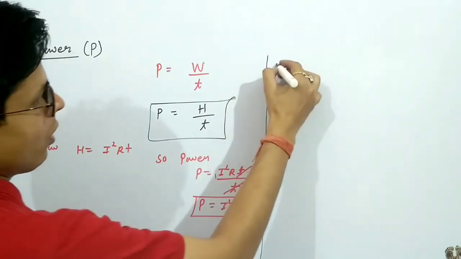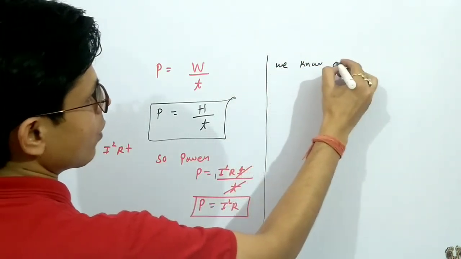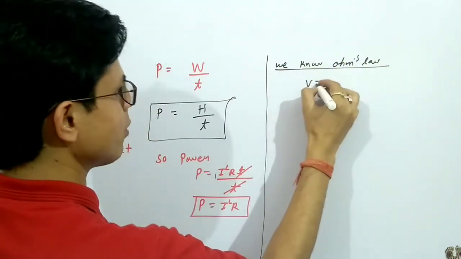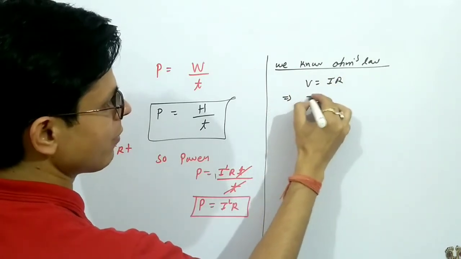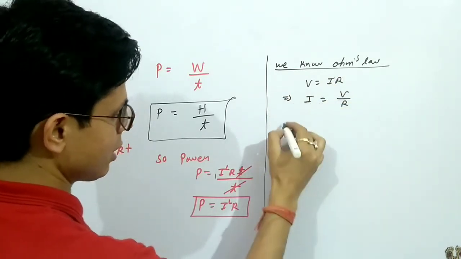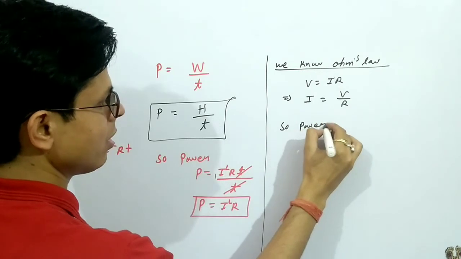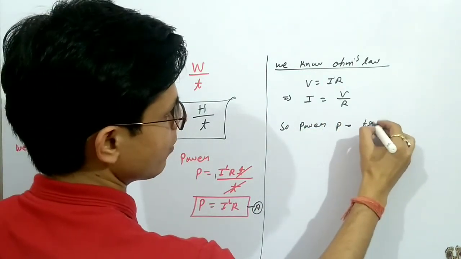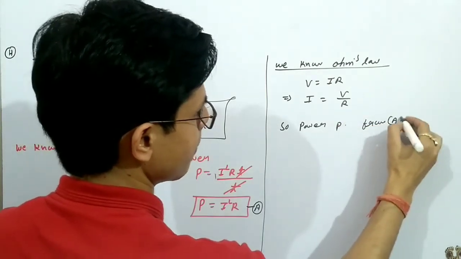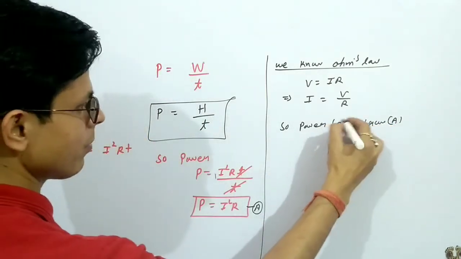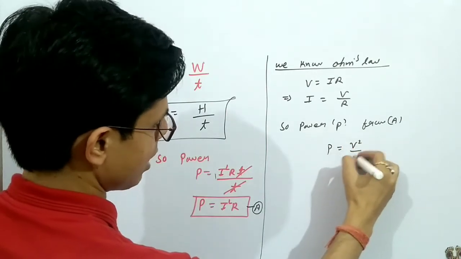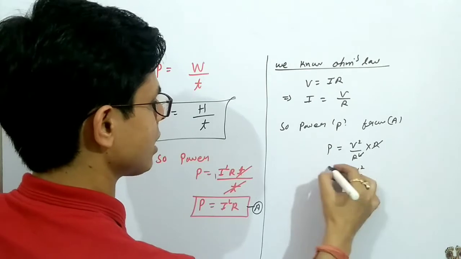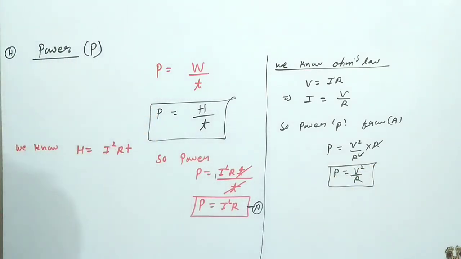Now we know Ohm's law. What is Ohm's law? V equal to IR. From here, the value of I equals V upon R. So power P, you put this value here in equation A. P equals V square upon R square into R. R cancels out. P equals V square upon R. This is another form of power.